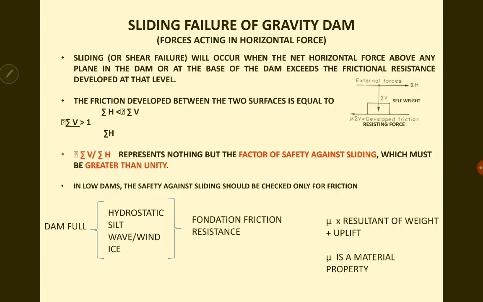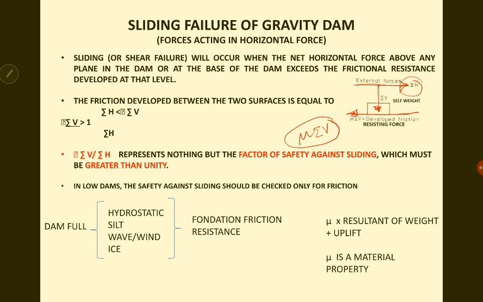Then, as a sliding failure, the major force here is the horizontal force. Now find all the external forces that act in the horizontal direction and all the forces that act in the vertical direction. Whenever there is a vertical force, friction is developed. The value of friction developed here will be equal to mu into sigma v, mu into the normal reaction. So sigma v is the normal reaction here, and mu into sigma v is the resisting force developed.